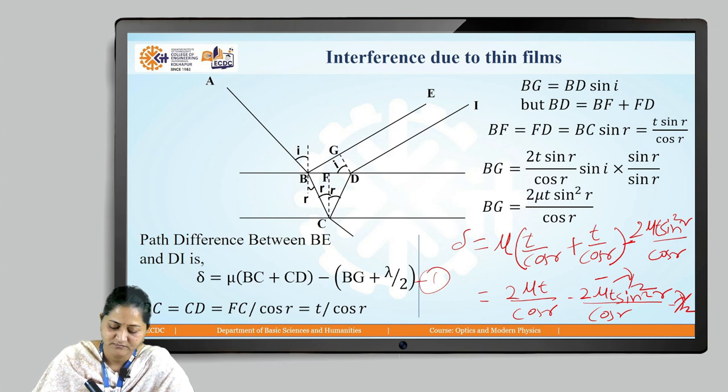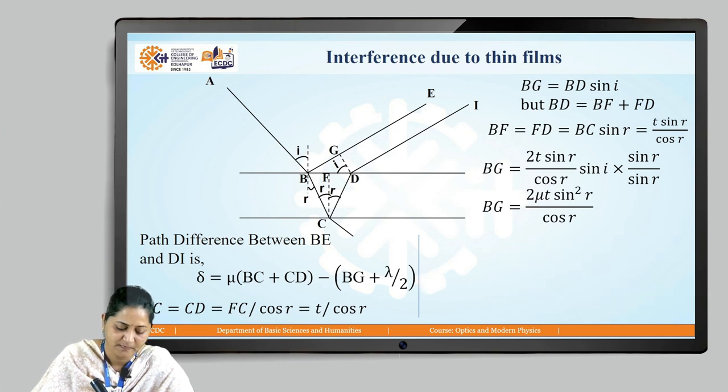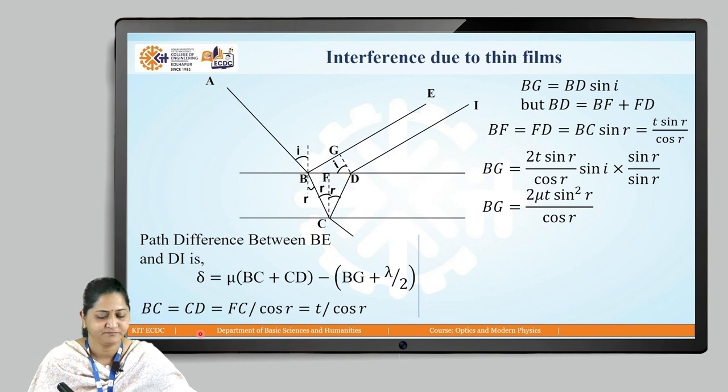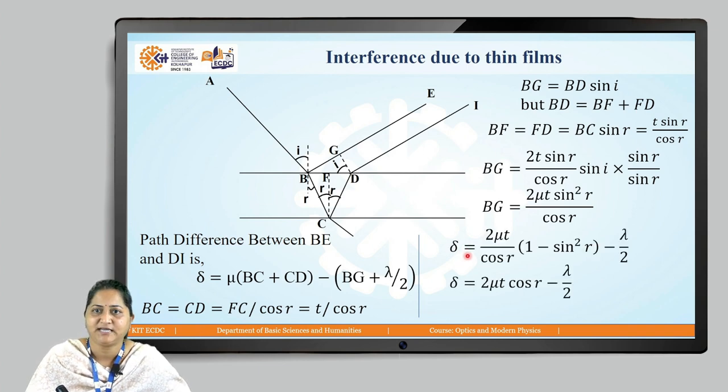I will write this equation. Delta, that is path difference, is equal to 2 mu t upon cos r into 1 minus sin square r minus lambda by 2. And hence delta is equal to, now 1 minus sin square r is cos square r, one cos r gets cancelled out and we get the equation 2 mu t cos r minus lambda by 2. This is the equation for path difference between these parallel rays that interfere with each other.